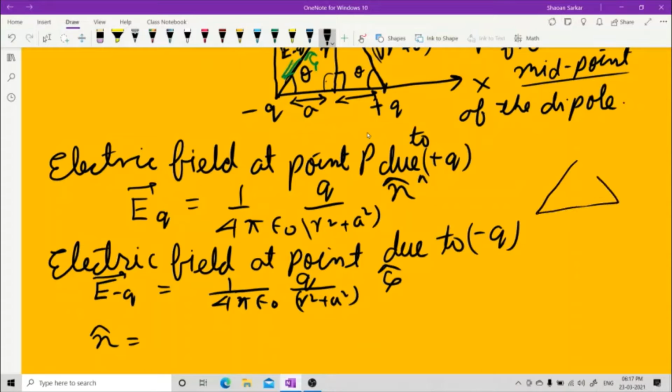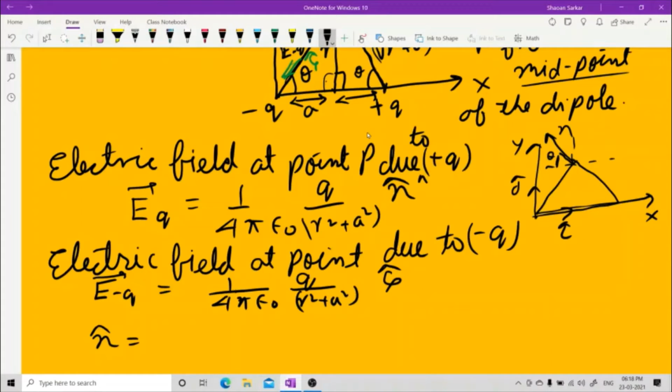This is your triangle. This is your x-axis and this is your y-axis. This was your eta vector in this direction. Now, see one thing, this is your theta angle. This side is your i cap, and this side is your j cap.